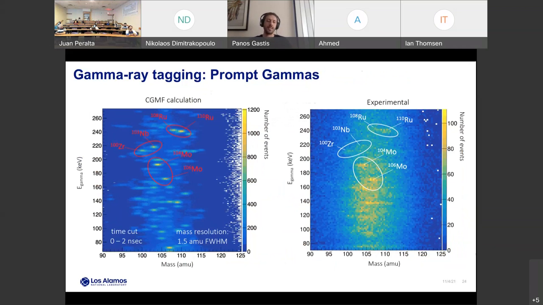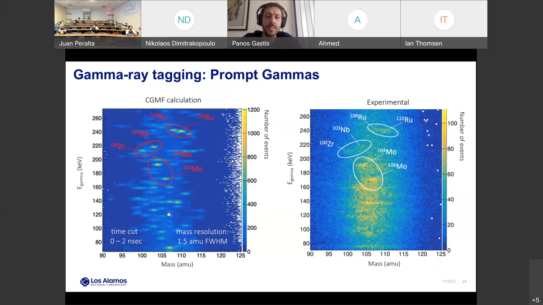And here are some results from that test measurement. In these 2D graphs, you see histograms of gamma ray energy versus mass. On the right side is the experimental data. As you see, the coincidence events, gamma rays associated with certain isotopes, appear as blobs in these 2D histograms. And we were able to identify exactly which isotope these gamma rays were coming from. This proved that we can actually see the coincidences that we were looking for.